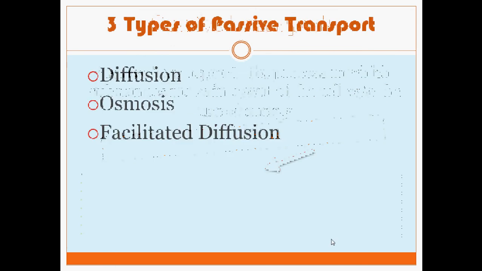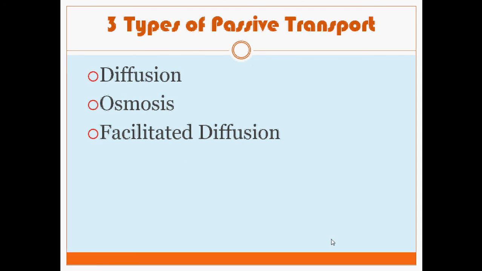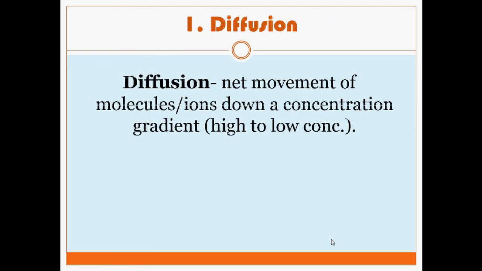So once again, we have 3 types of passive transport: diffusion, osmosis, and then facilitated diffusion. We're going to focus on diffusion now. We'll look at osmosis on Tuesday, and we'll look at facilitated diffusion later in the week. So diffusion. The actual definition of this is going to be the movement of molecules down a concentration gradient. And when I say down, once again, that's meaning from a high concentration to a low concentration.